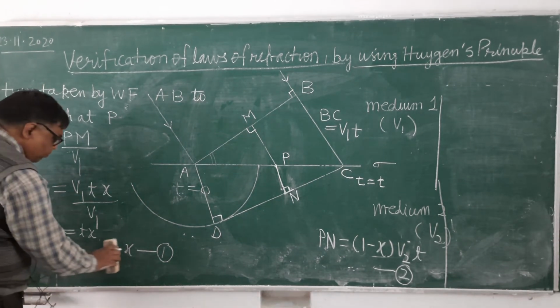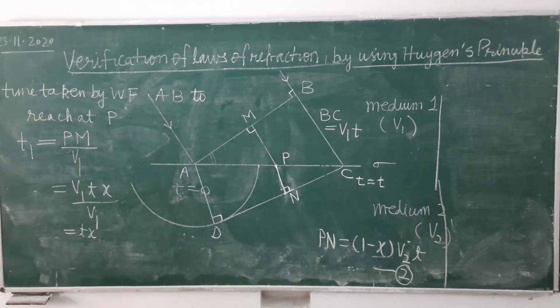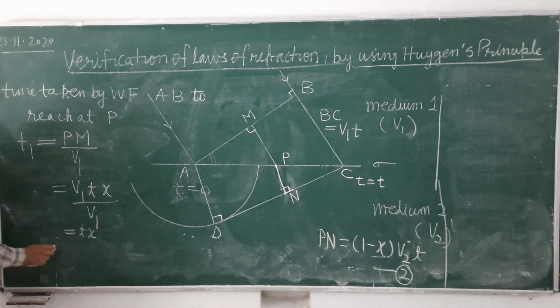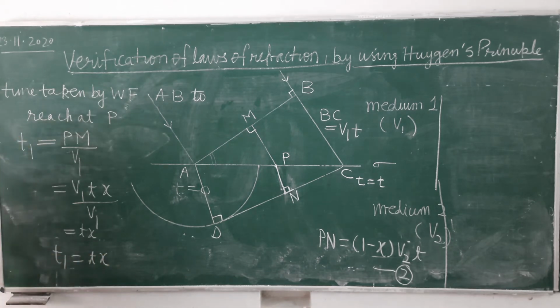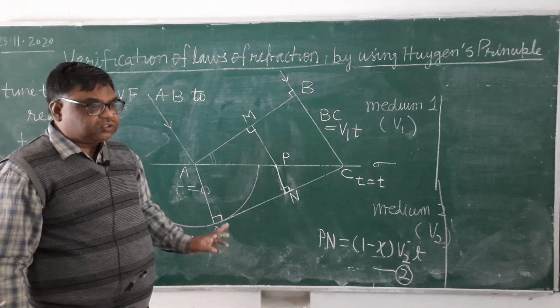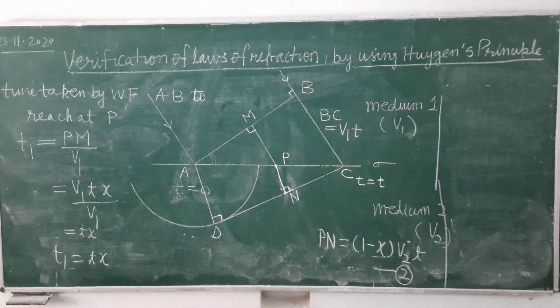After reaching at A, after what time will it reach the point P? It will reach at time t equals T1 equals Tx. Is it clear? Therefore, it will become the source of secondary waves. Have you noted this? You write down: therefore, P will become the source of secondary waves at time t equals Tx.